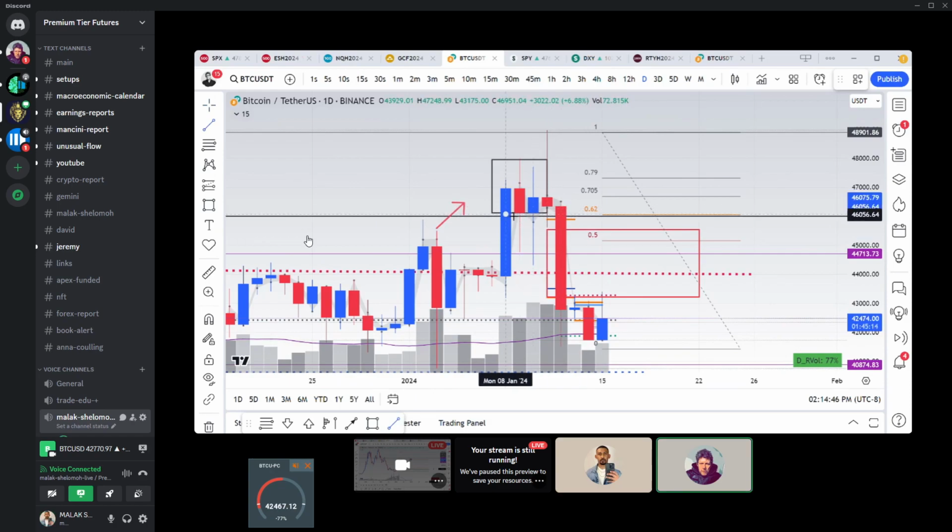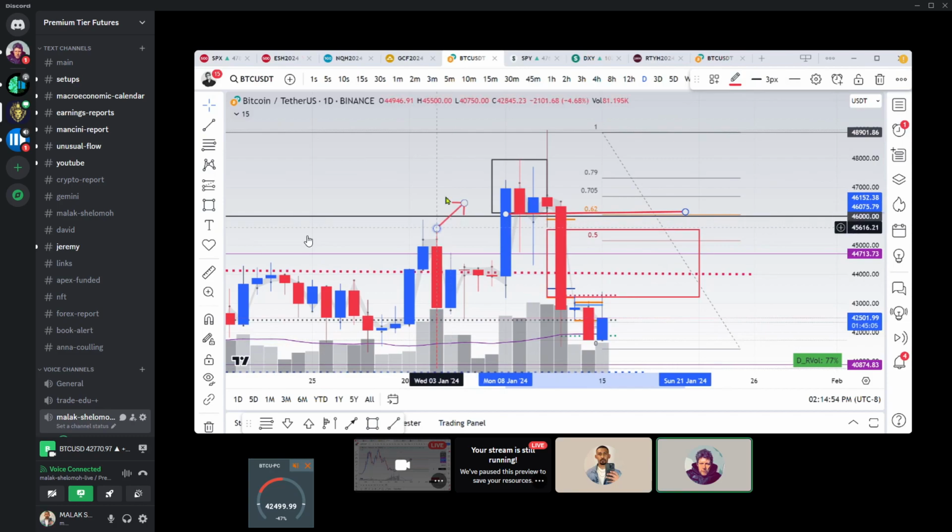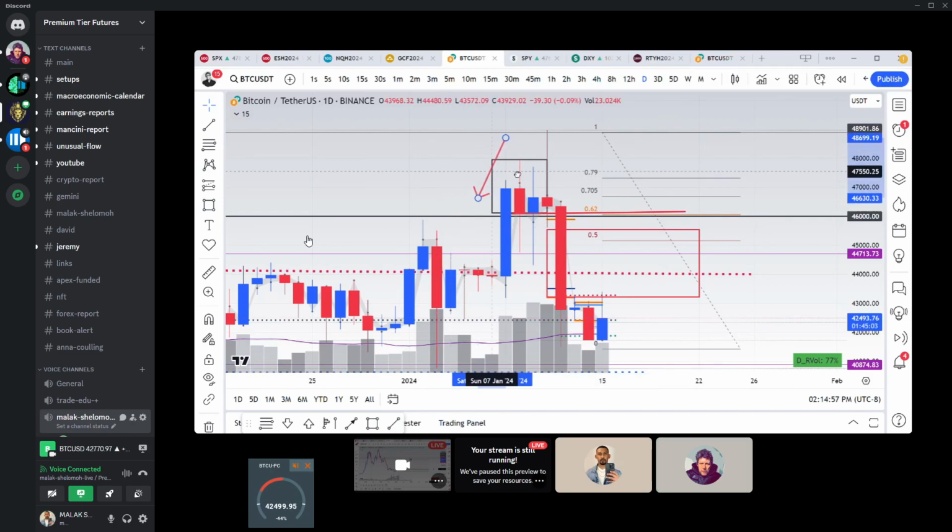You could enter on the break of the initial order block, like that red. So you could enter. We're looking for this level right here to fail now. Once you get the fake out, that's your level. That's your entry.